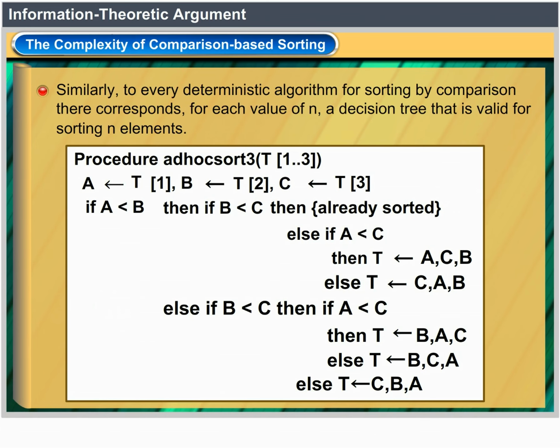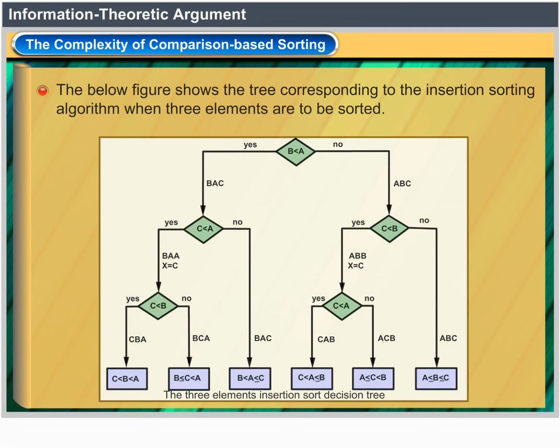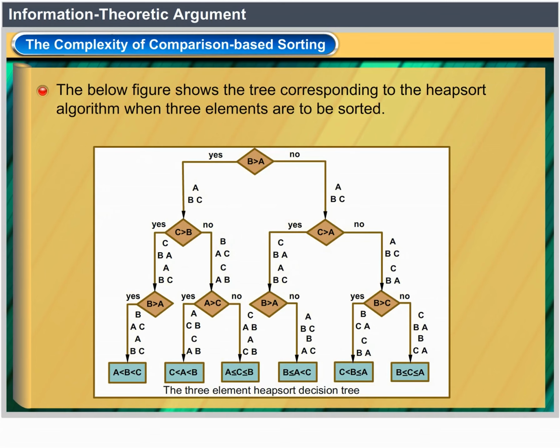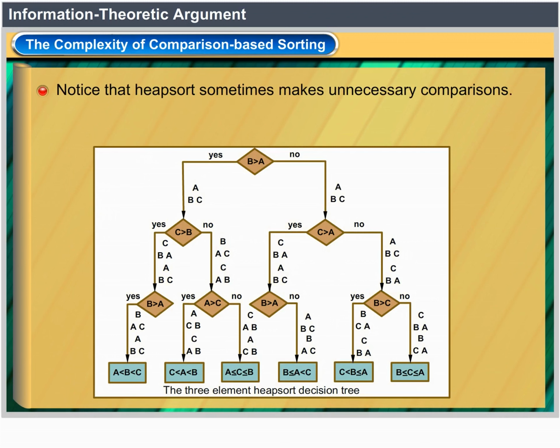Similarly, to every deterministic algorithm for sorting by comparison there corresponds, for each value of n, a decision tree that is valid for sorting n elements. The below figure shows the tree corresponding to the insertion sorting algorithm when 3 elements are to be sorted. The below figure shows the tree corresponding to the heap sort algorithm when 3 elements are to be sorted. Notice that heap sort sometimes makes unnecessary comparisons.